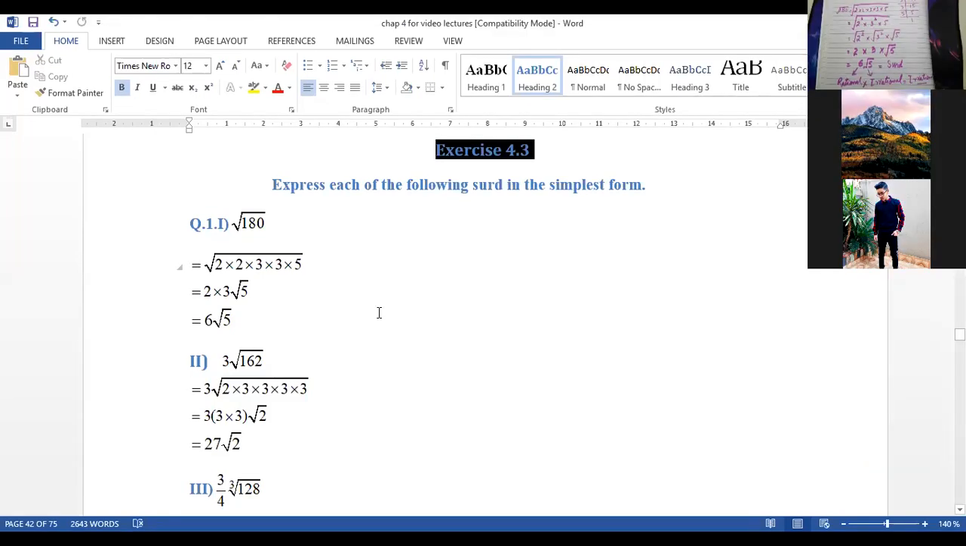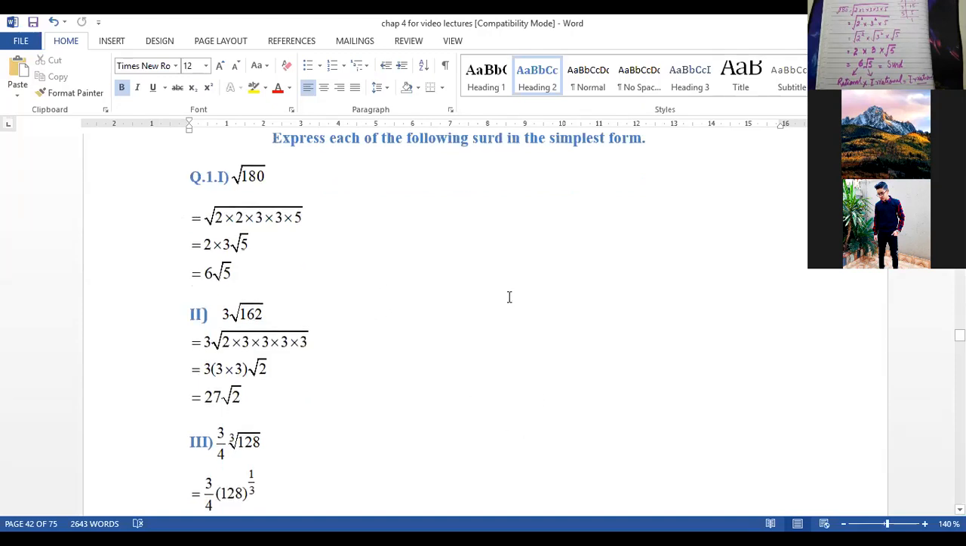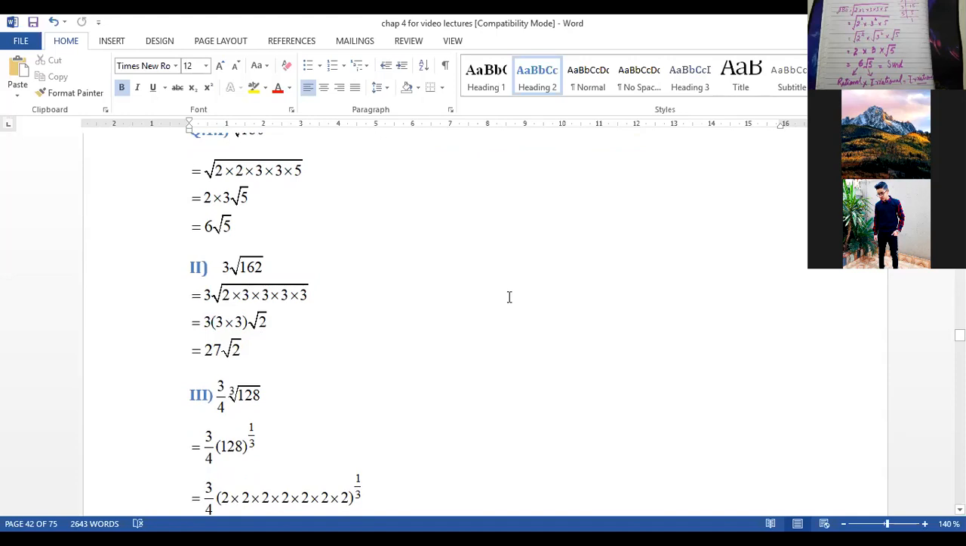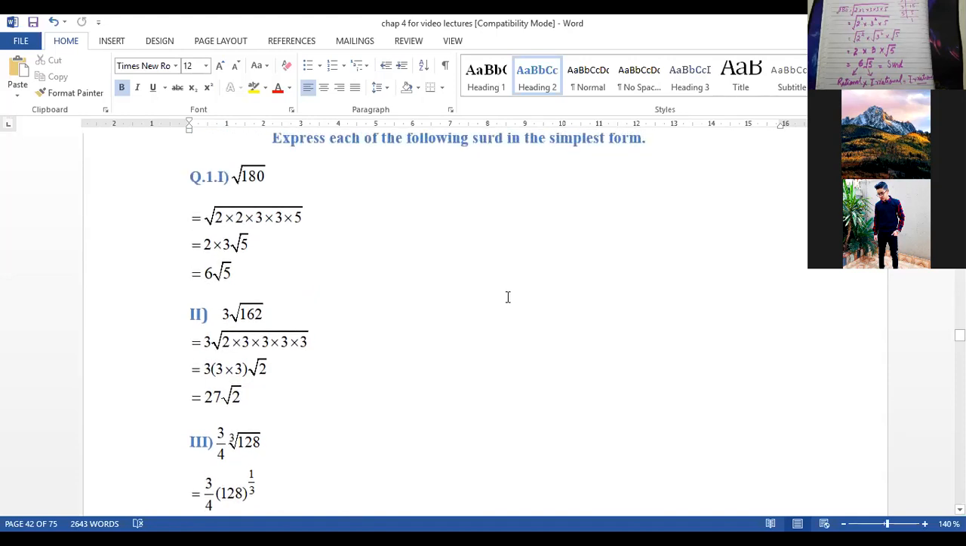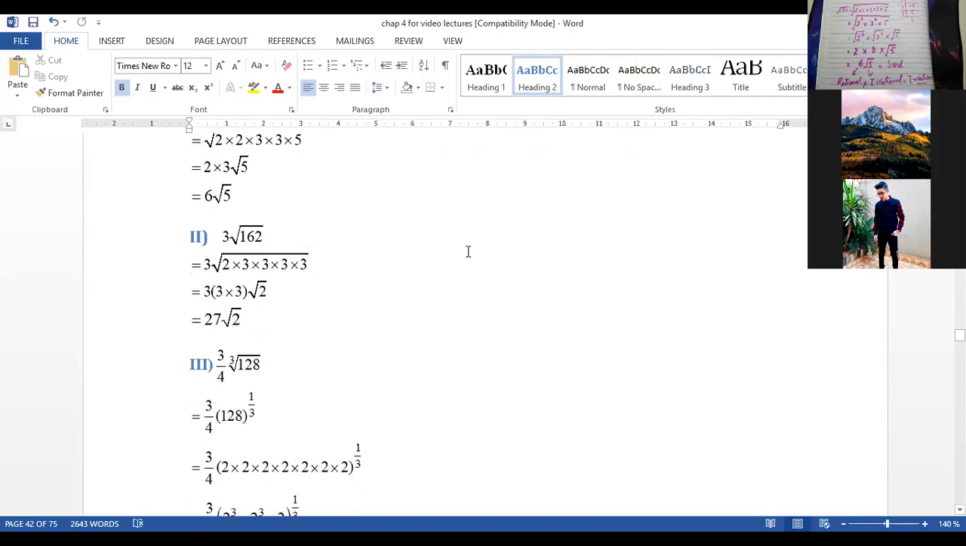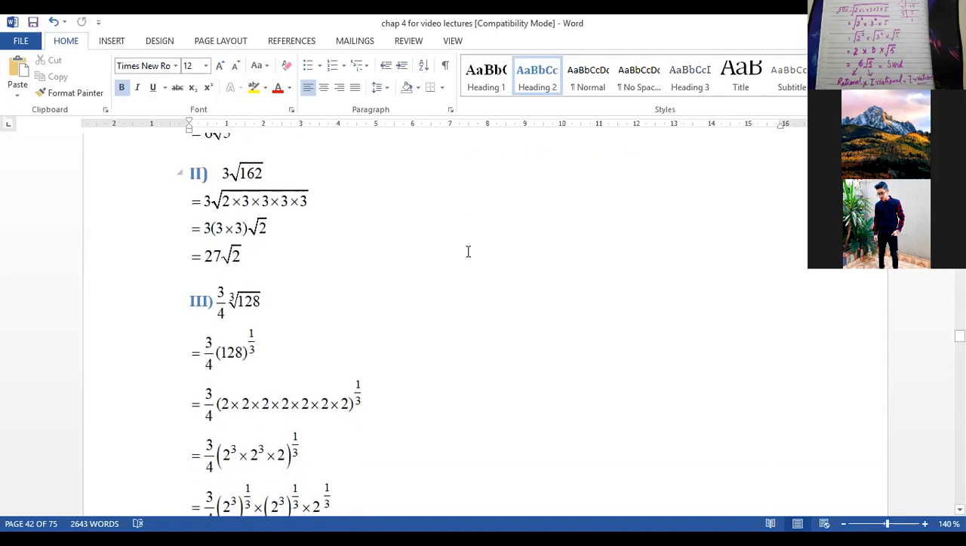You can see, I hope, this one. So if you look at the next question, which is right here, it is 180 that I have just explained. If you look at the second part, 162 is again converted into prime factors. So my point is this, that we will work it in such a way that we will convert the expressions into prime factors, and then we will go for the simplifications.